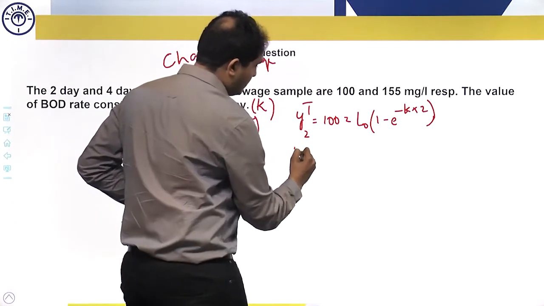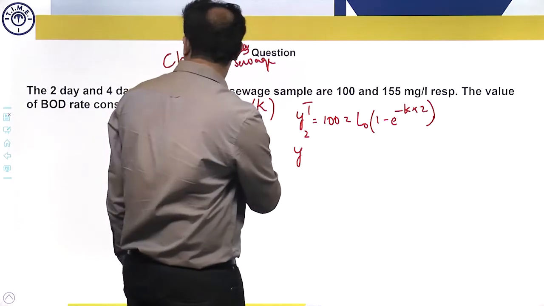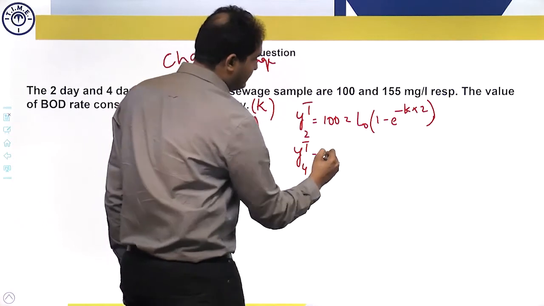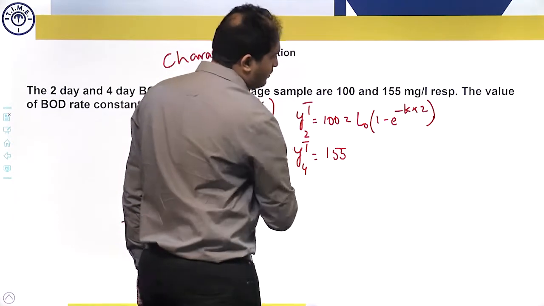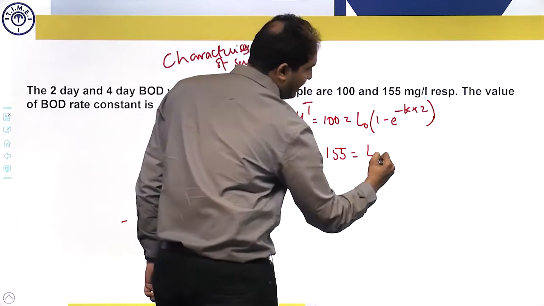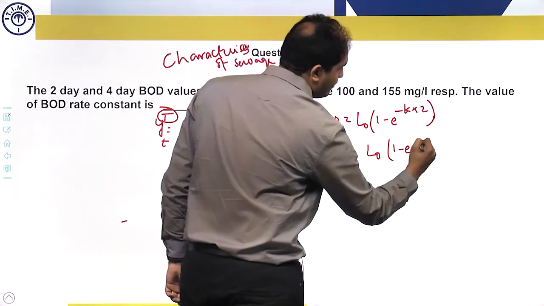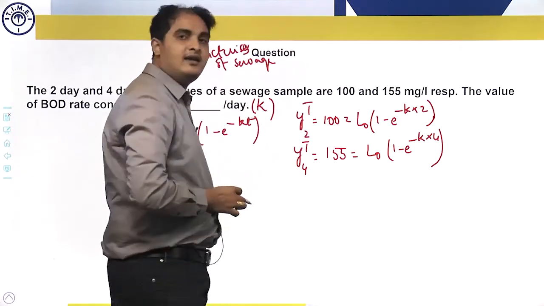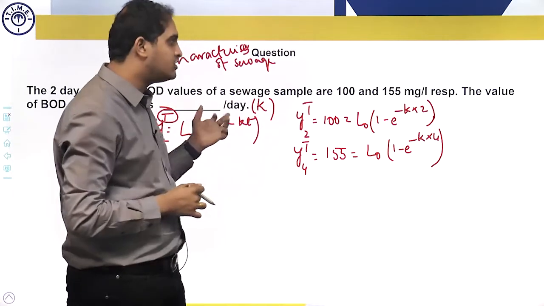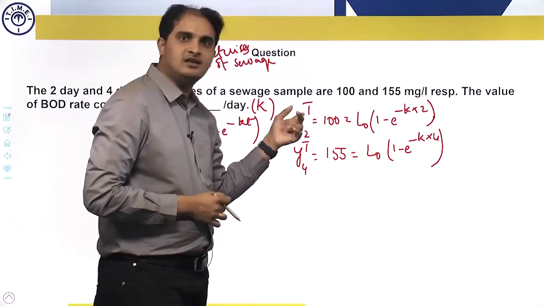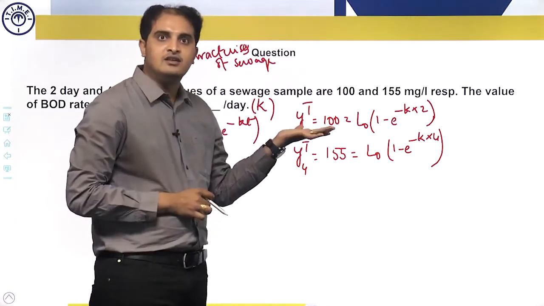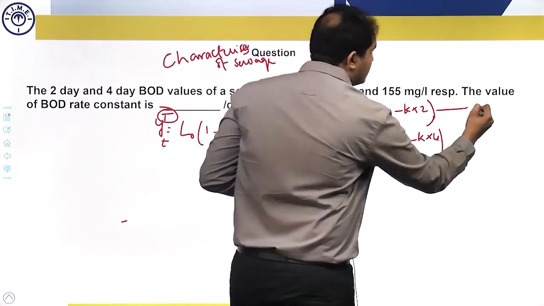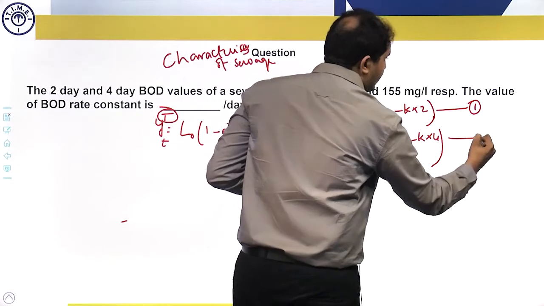Next you have the 4-day BOD, that means 4 days BOD at the same given temperature is equal to 155, which is equal to L0 into 1 minus e power minus K into time in days, that is 4. And I want to mention that BOD rate constant K is a function of temperature. As the temperature is not changing, there is no change in the value of K. So I can mark this as equation 1 and this as equation 2.